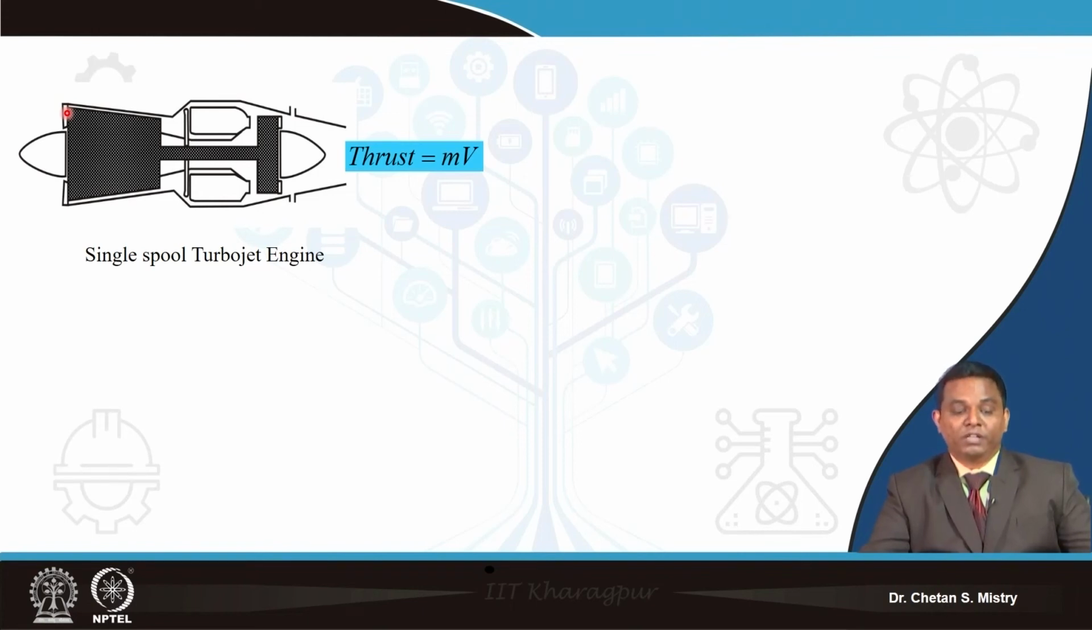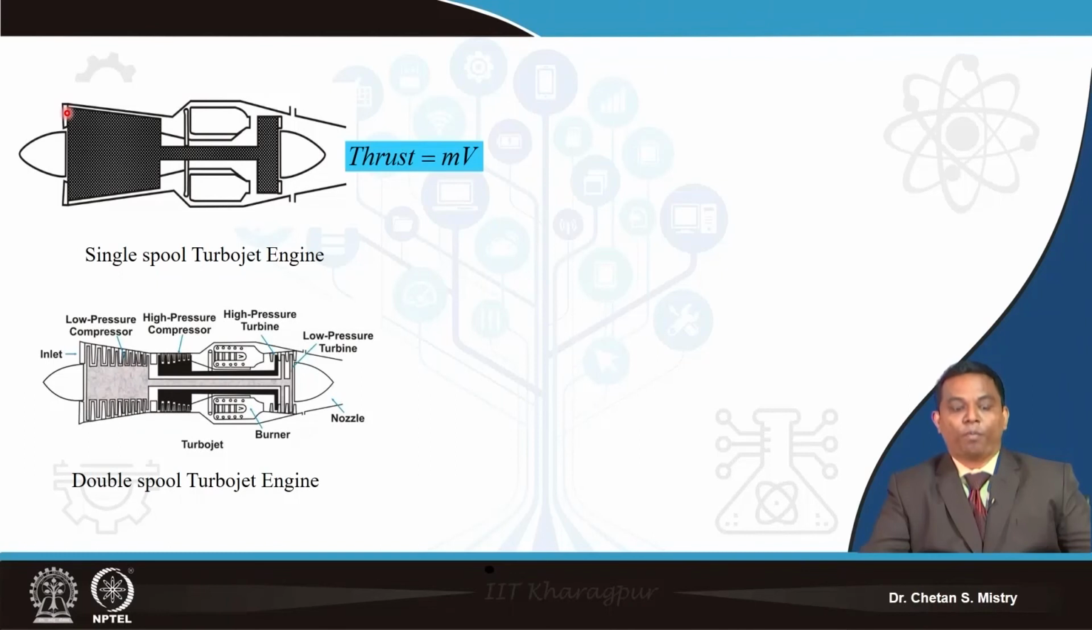Now in order to meet this requirement, people opted for the second option, that's what is called the double spool turbojet engine. Here if you look, we have two shafts. One is called the LP spool, and the second one is called the HP spool. The front part, called the low pressure compressor, is connected with my low pressure turbine.